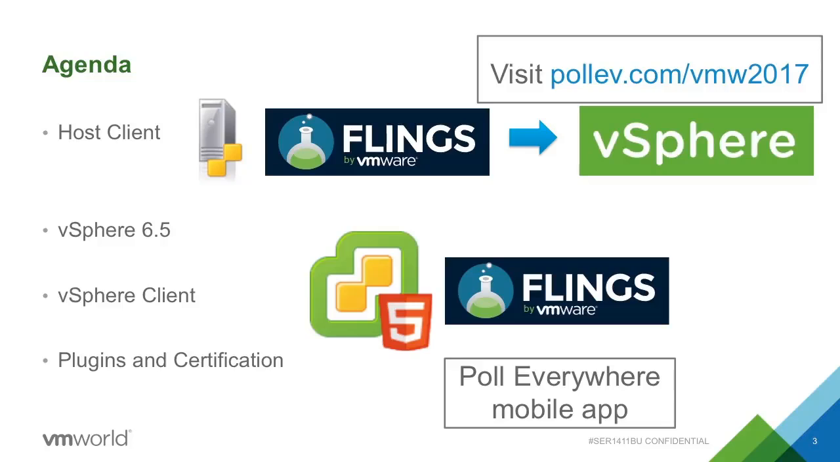The topics we have are the host client, which, if you may or may not be aware, started as a fling, I think 2 years ago or 2.5 years ago, made its way into the product shortly thereafter. We'll have one slide on that. Then we're going to talk about vSphere 6.5 and the web client in it and the vSphere client in it. And then we're going to talk about the new HTML5 based vSphere client, which also started out as a fling about 1.5 years ago. I think we launched in March 2015, and then it made its way into the actual vSphere 6.5 product in November of that same year.